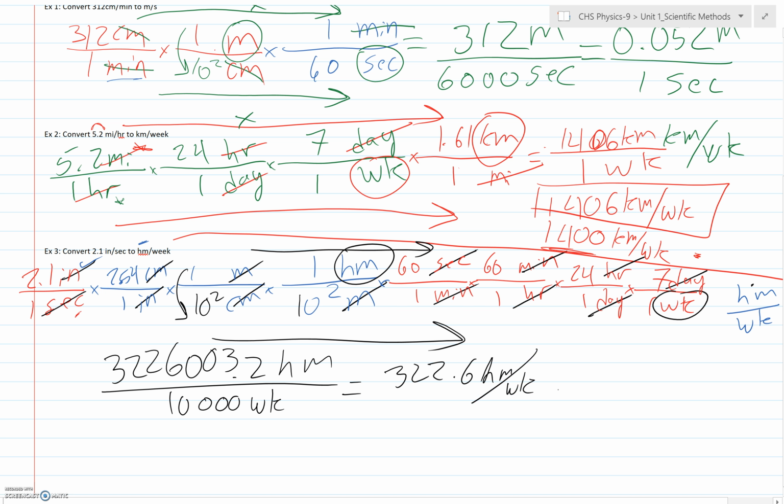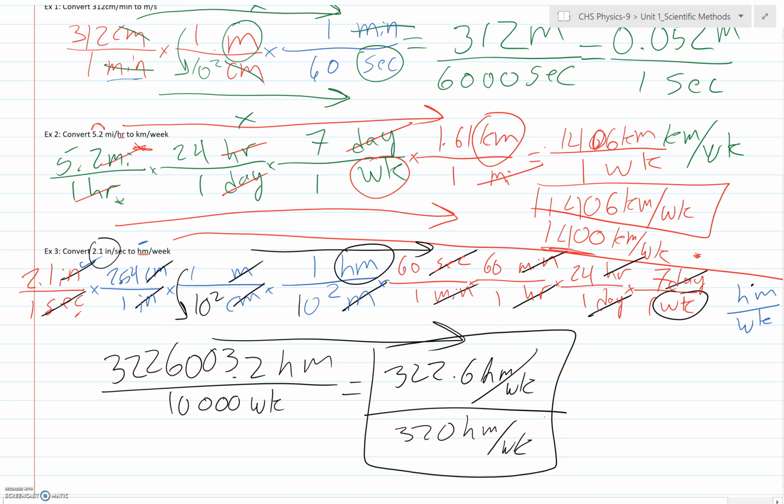But notice that we started with 2 significant digits. So this has 4, so I'd have to round this to 320 hectometers per week. And again, it's not important that you know that, just putting that on your radar. Both answers would be correct. The end.